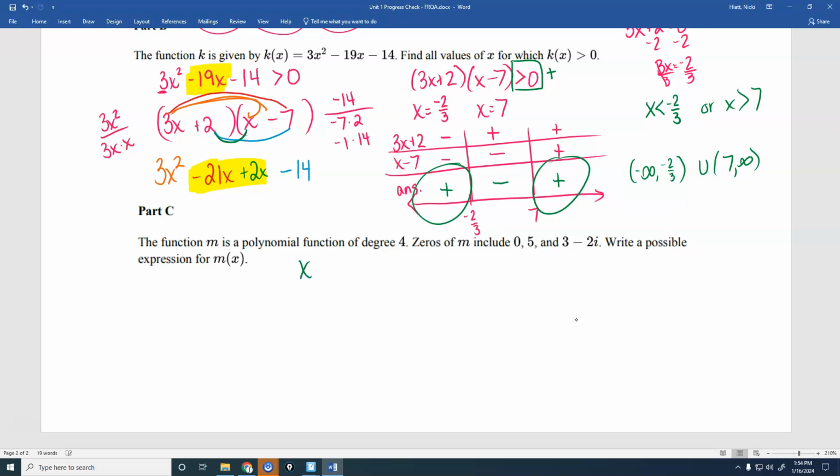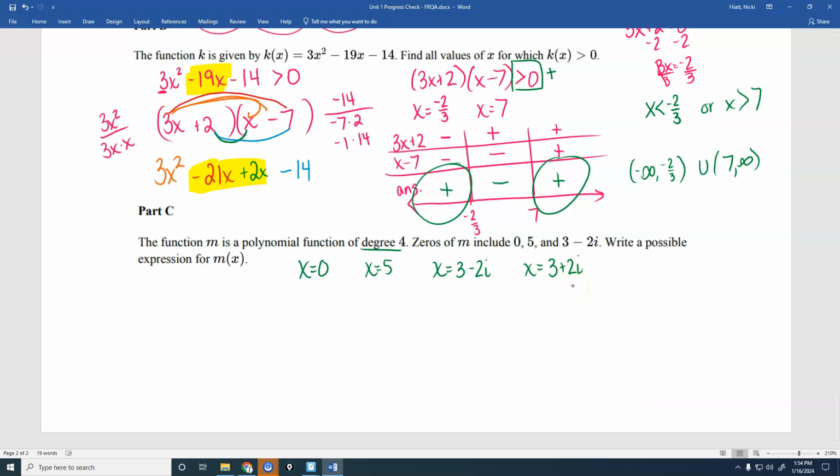So they told us x equals 0. They told us x equals 5. They told us x equals 3 minus 2i. Now, it tells us it's a degree 4, which means I should have 4 zeros. I'm missing one. What is that last one going to be? Very good. Because our non-real zeros always come in pairs. You have the conjugate pair, so you're going to change that sign right there.